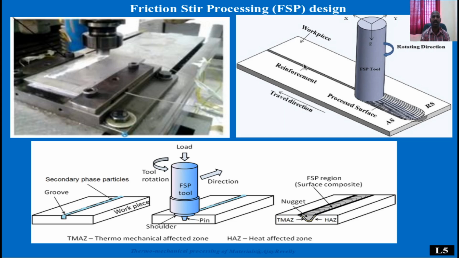This particular groove is filled with a reinforcement material or second phase particles, and this is a processed surface. These are striations. The tool pin is plunged into the workpiece as it is rotating, and it moves on. The processed material goes to the rear side and the pin moves to the front side. And this is another simple view of friction stir processing, with applied load, all these schematics.